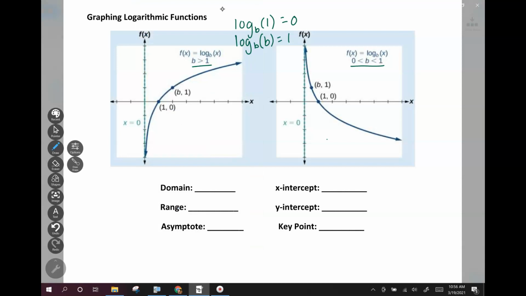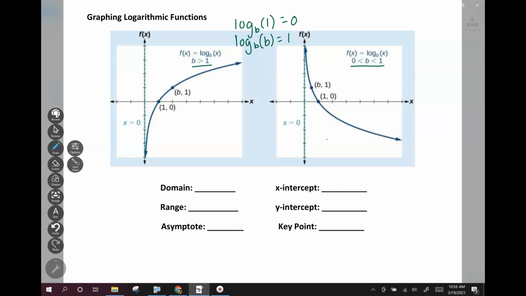On your exponential function, you had the y-intercept at (0, 1), so switching the x and the y, right? And you had a key point at (1, b), so switching the x and the y. And so that's another thing that shows you that these are inverse functions, is that those points were on the exponential graph, but the x's and the y's switched places.